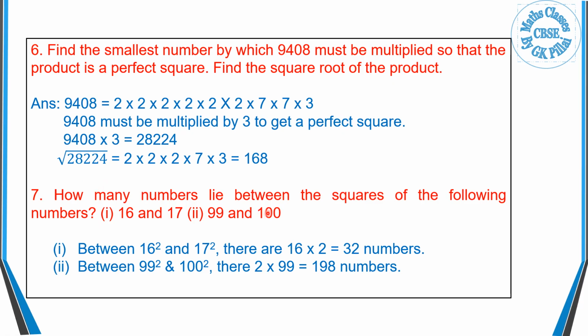Now how many numbers lie between the squares of the following numbers? 16 and 17, 99 and 100. Between 16 squared and 17 squared, there are 16 into 2, 32 numbers. Between 99 squared and 100 squared, there are 2 into 99, 198 numbers.